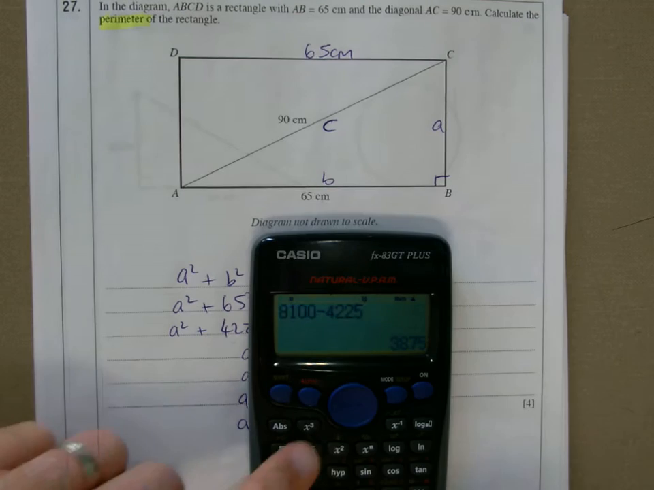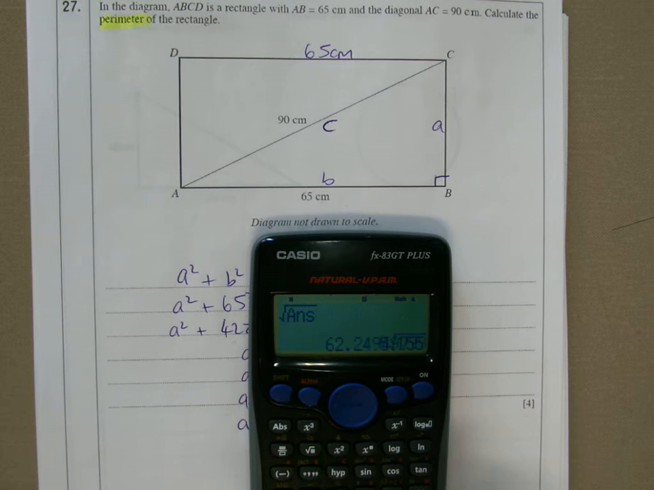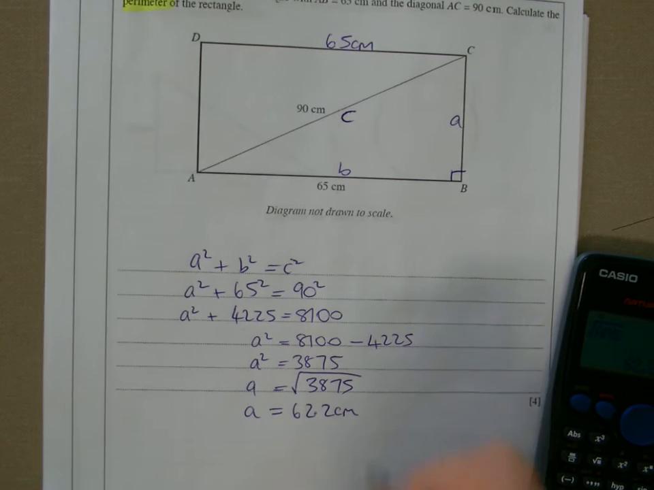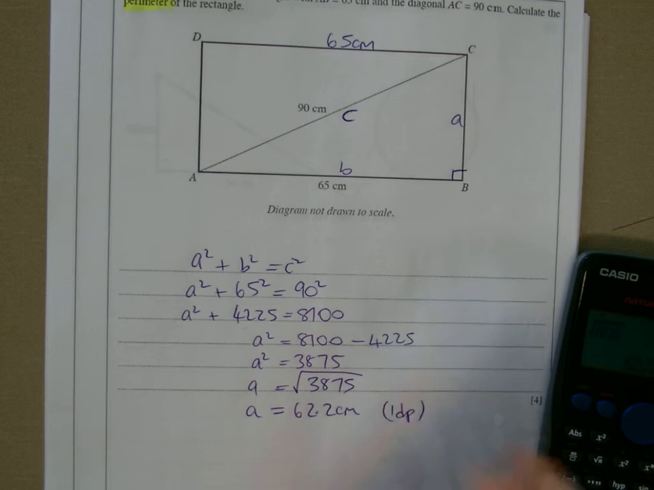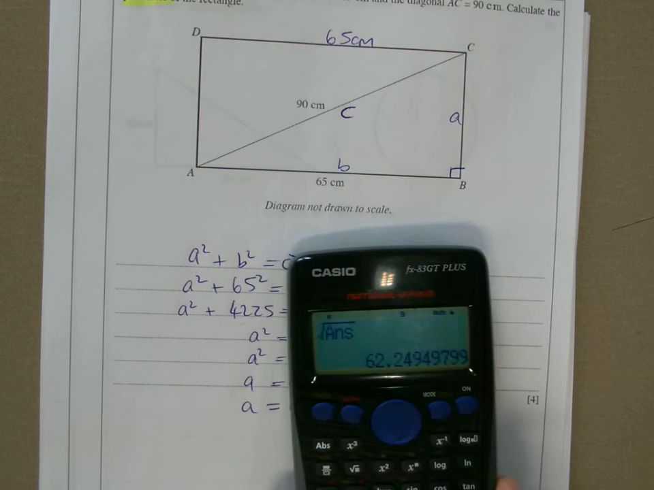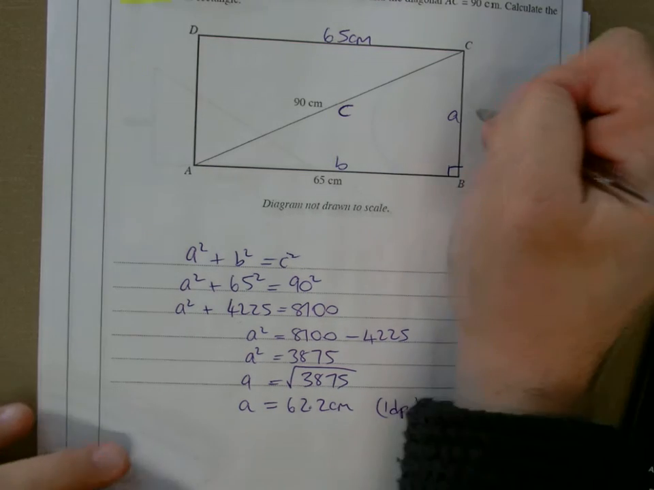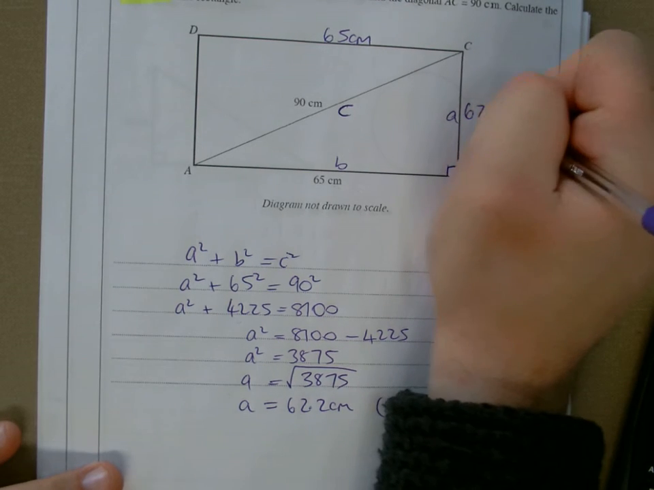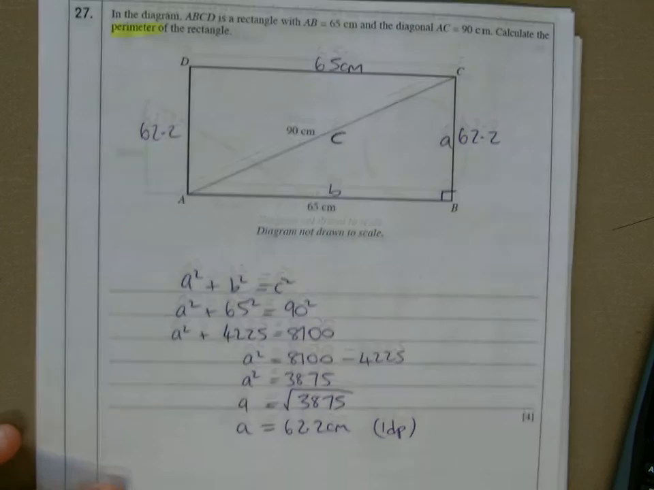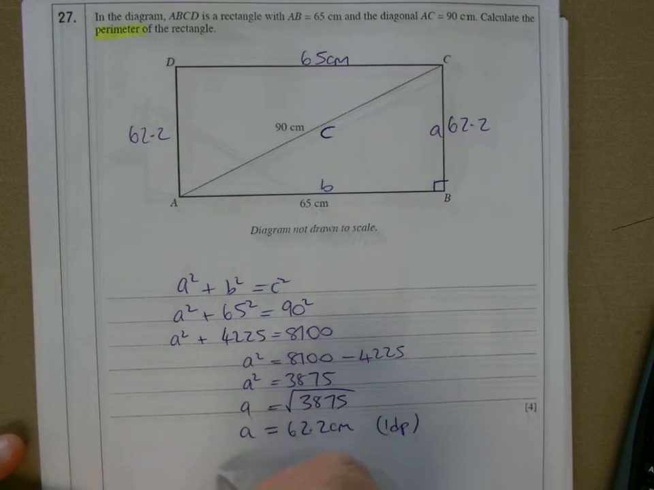To get A with Pythagoras, you do the square root. So square root of that answer, and it comes out to be 62.2. 62.2 centimeters. So I would perhaps round it there to 1 decimal place. I think that's appropriate there. So we know that side there's 62.2. And of course then the opposite side is also the same, 62.2. This will then enable us to work out the perimeter.